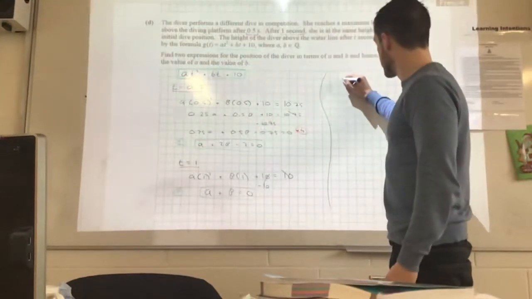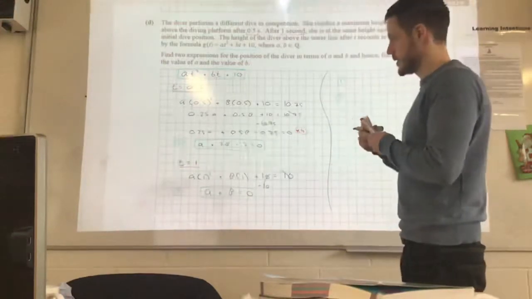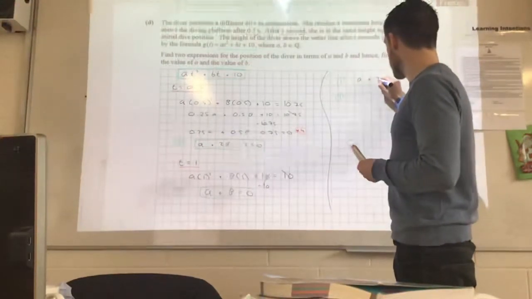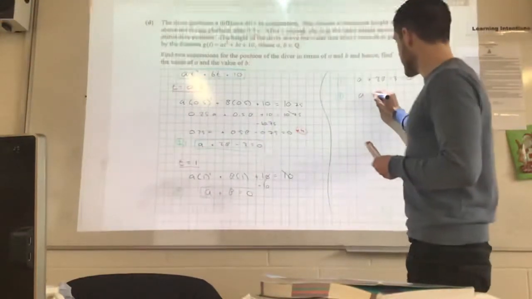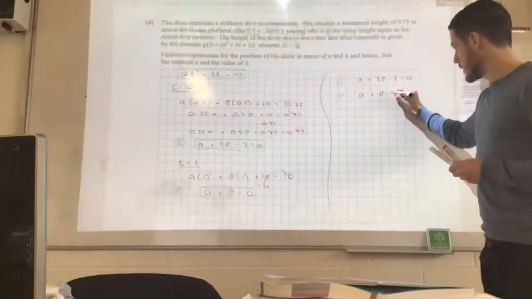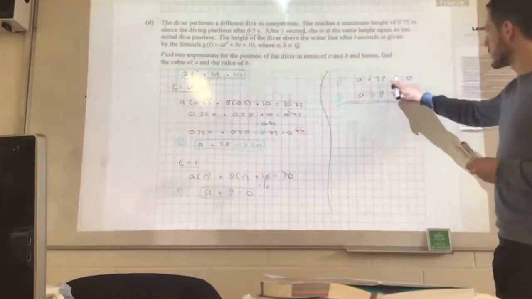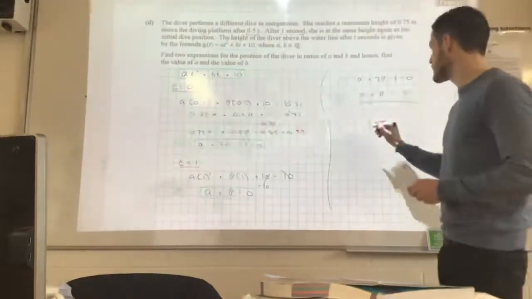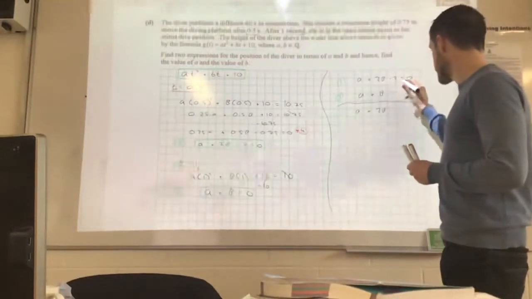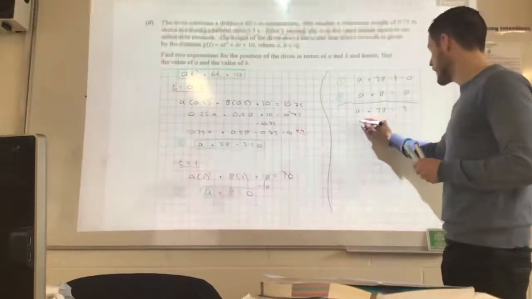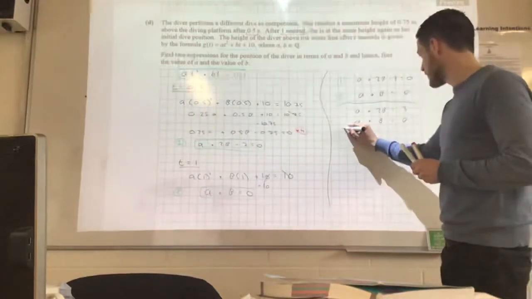I've got the first one and my second one. So I've got a plus 2b minus 3 is equal to 0. I've got a plus b is equal to 0 here. I'm just going to slightly change it. I'm going to bring my 3 over here because that's how we work with simultaneous equations. So I'm going to have a plus 2b, minus 3 becomes plus 3, equal to 3. And I have a plus b is equal to 0.